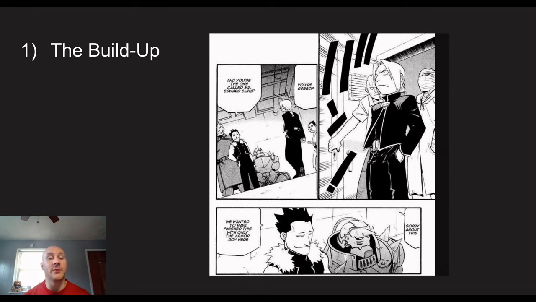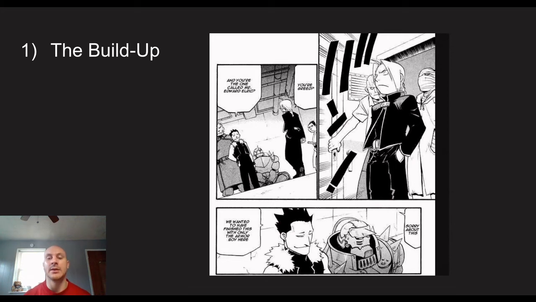So now that we have clarified that, I want to go into the 10 points that I have found within my studies, and the first one being the build-up. The build-up is everything that leads into a conflict. So in this case, it's Ed figuring out that Alphonse has been taken by Greed. He now has to come and rescue Alphonse by sheer force, right?